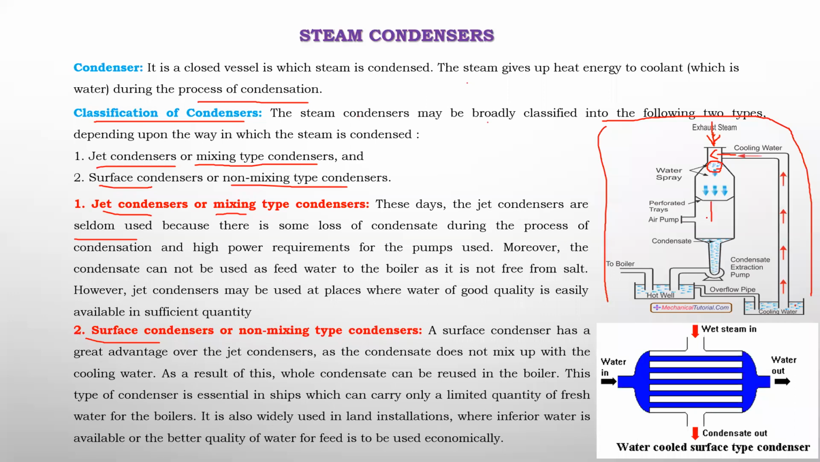After mixing, the condensate falls down, right? This condensate will be sent back to the boiler with the help of the feed pump. Why to the boiler? Because in the boiler we supply the heat, and steam is generated. The generated steam is sent back to the turbine. In the turbine, expansion takes place. After expansion, once again the steam is condensed in this condenser, right?